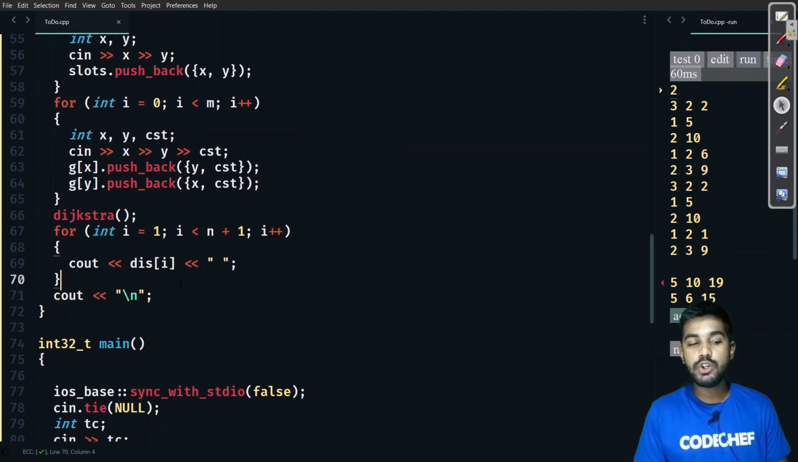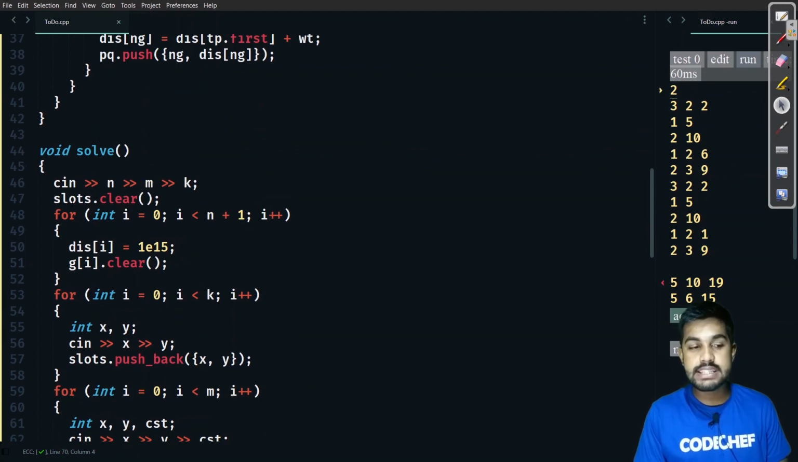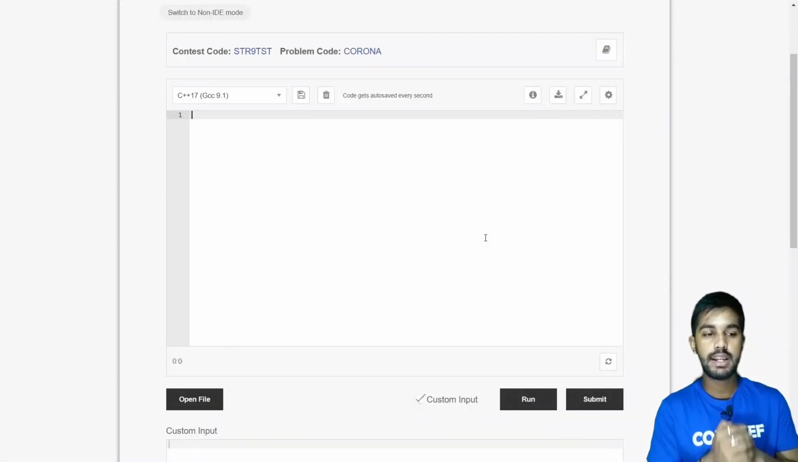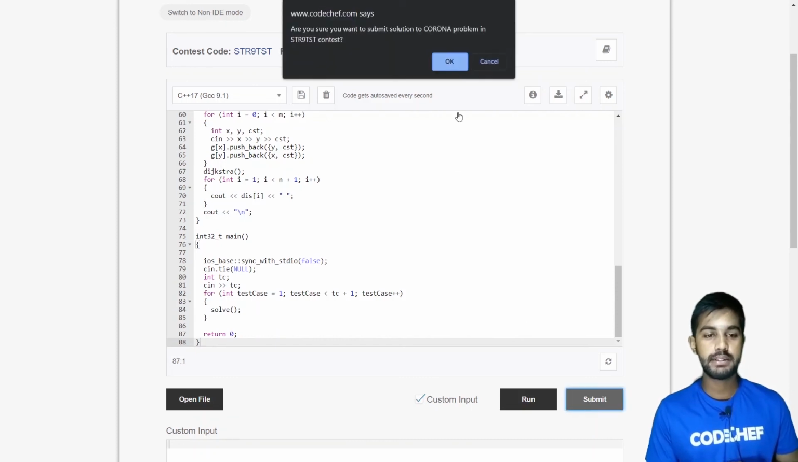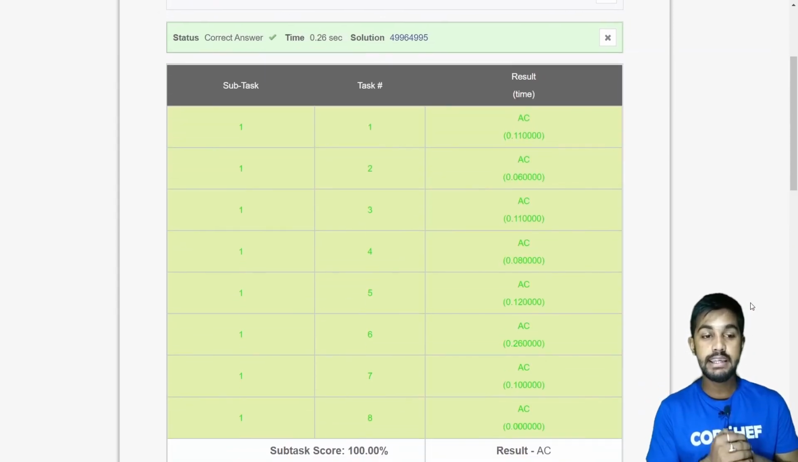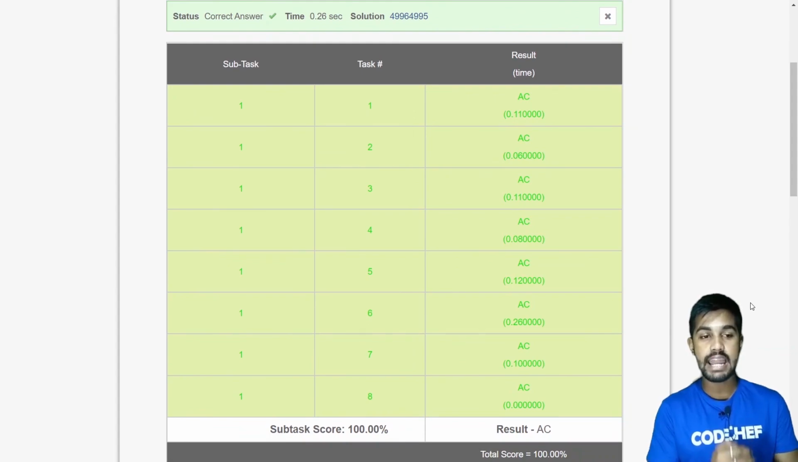Now, one thing to note here is that we must reset the values of the slots and the graph itself, and reset the value of the distance with the maximum possible, because this is a crucial thing which must be done. Now let us submit our solution. Let us click on the submit button. Our submission is queued. Let us wait for the verdict itself. And yes, we got an AC.